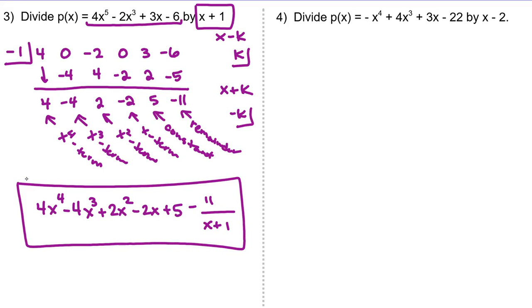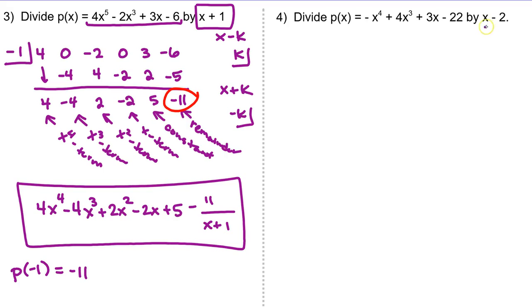But it could be an answer, or it could be a question that just says, what's the remainder? Or what's the function value? So if you're looking for what's p of negative 1, p of negative 1 is what you get for your remainder when you go through the same process. So that would be negative 11. What that means is if you input negative 1 in the function, your output's going to be negative 11. Okay, go ahead and pause the video, try number 4, and then compare your work with mine.